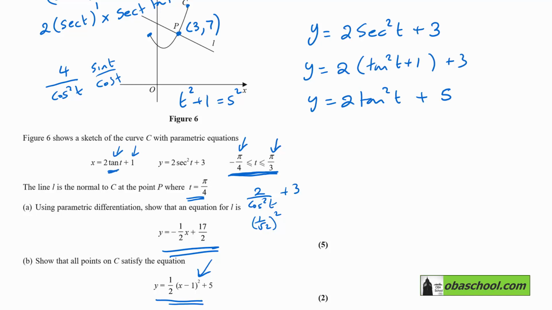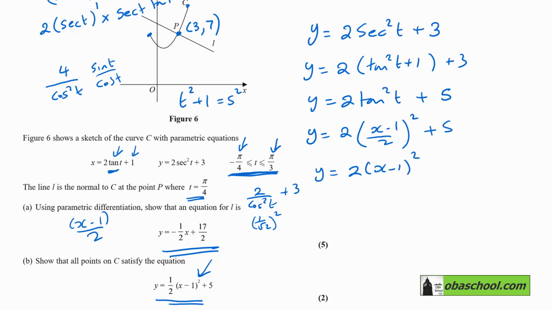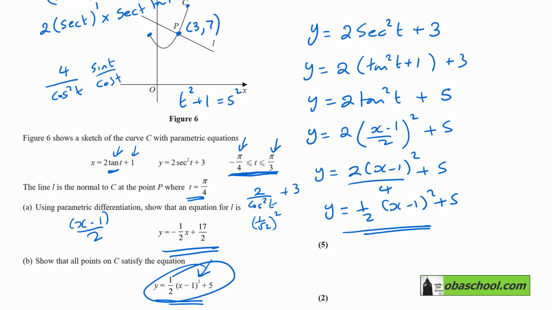Now, tan t is going to be x take away 1 on 2. So y is going to be twice x take away 1 on 2 squared plus 5. We can write that as 2 times x minus 1 squared on 4 plus 5, giving us a half x minus 1 squared plus 5 as required.